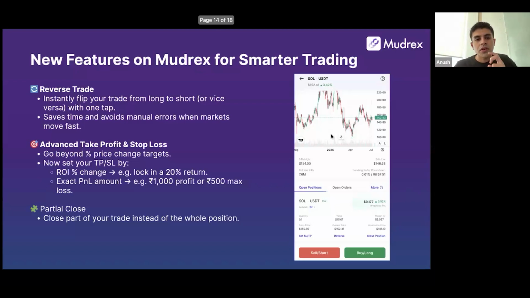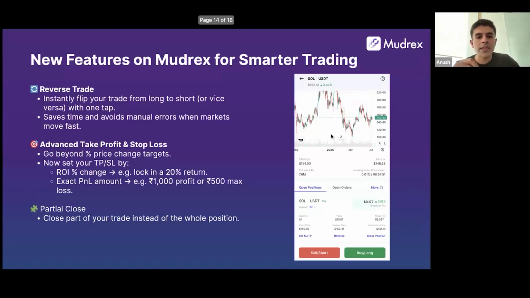Okay. So first up, we've introduced a feature called reverse trade. All right. Now, what does this exactly mean? Imagine you're in a trade and suddenly the market shifts direction against your original position. Maybe you went, let's say, long on Bitcoin, expecting it to rise, but you noticed a sharp drop, and you believe the price is going to keep falling instead. Earlier, your only option would be to close your open position and then open a new trade in the opposite direction manually. Okay, so that takes some time. And in crypto, like I mentioned, it moves fast. So every second will count.